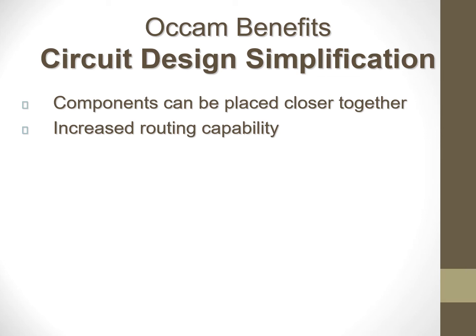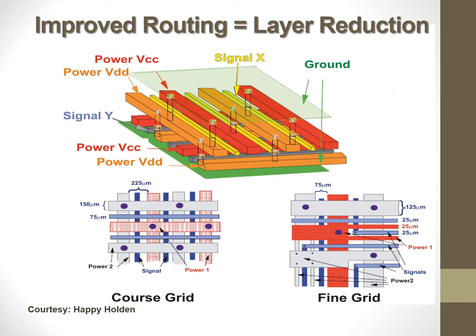Occam benefits also design simplification, in that the components can be placed closer together, and that routing capabilities are greatly improved. They're improved by such things as the routing reduction and layer reduction using techniques such as the IMPS, Integrated Power Mesh System, which was developed by Len Schaefer and his colleagues at the University of Arkansas, and also used in some designs at Hewlett-Packard. This slide courtesy of Happy Holden, whom many of the listeners probably are familiar with.